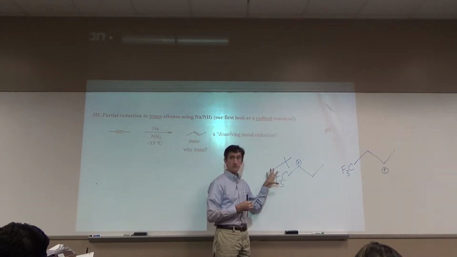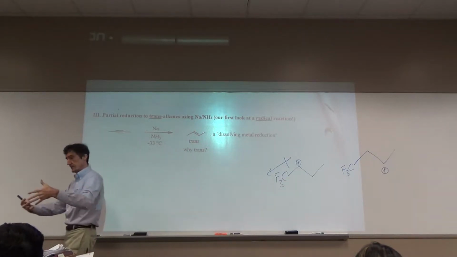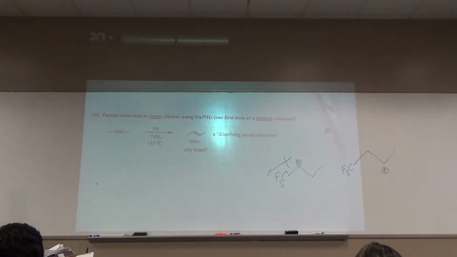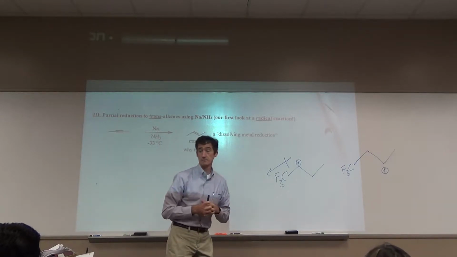You'd rather have donation towards a cation. You don't want to form a cation where you're going to have a lot of pulling away. That's just going to make it worse. It's going to make it less likely to form. The one on the right is more likely to form and more stable.